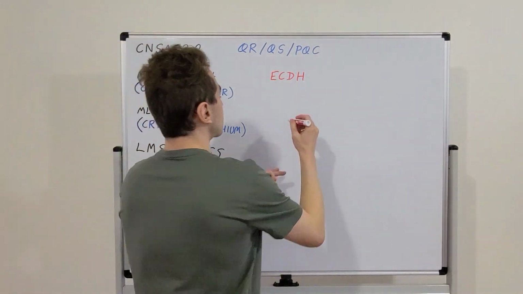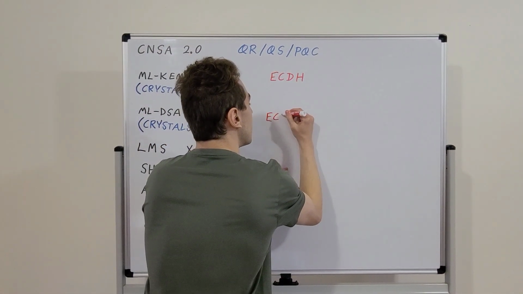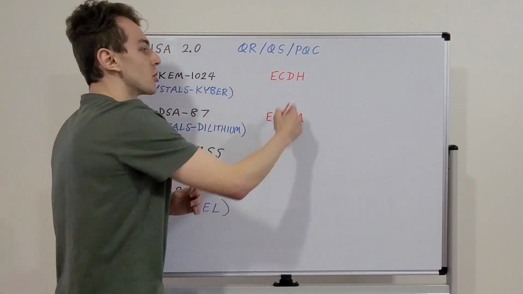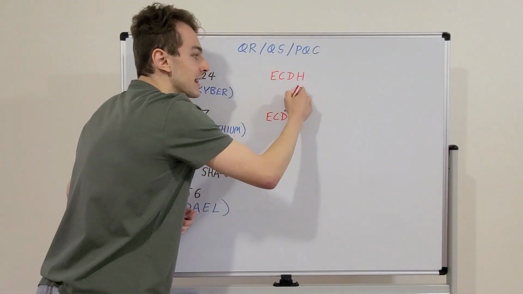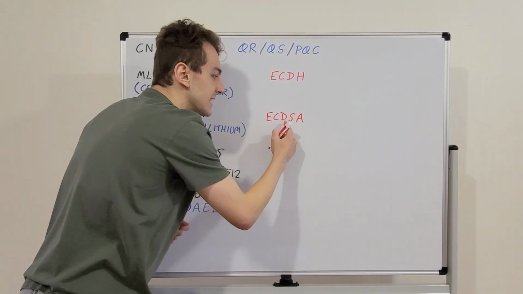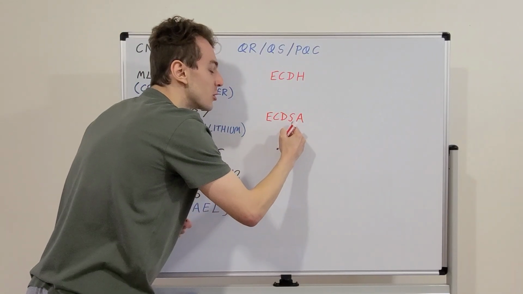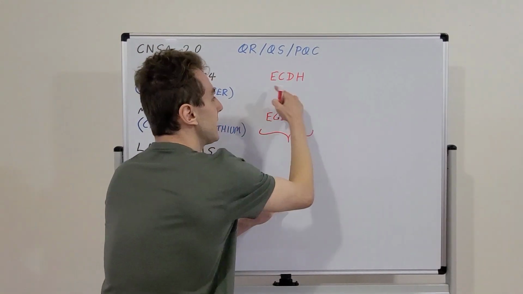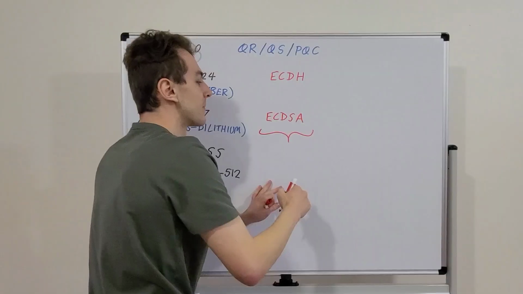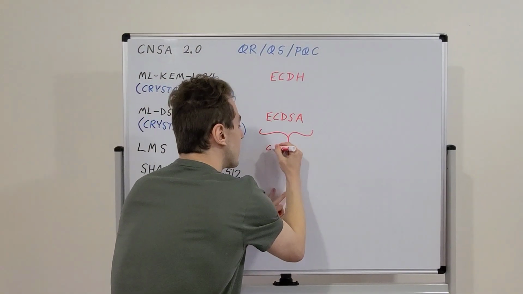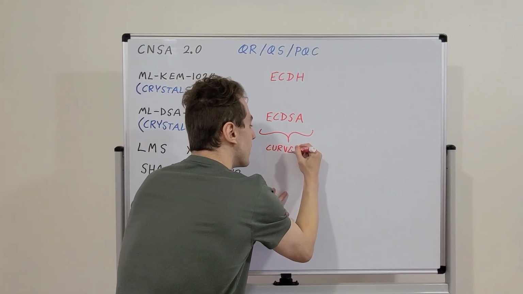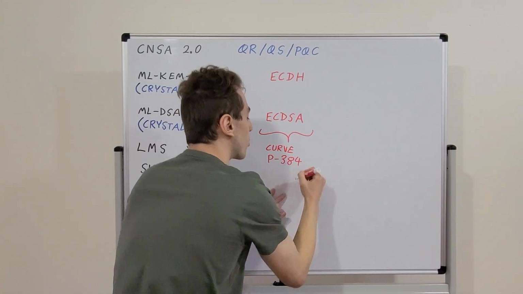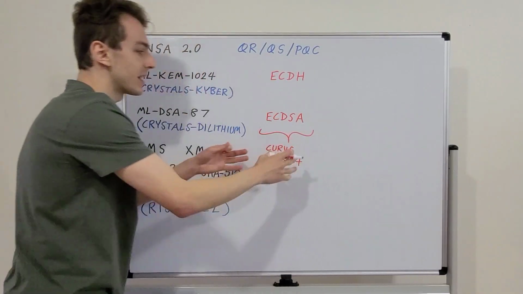And there's also elliptic curve digital signature algorithm. So this is elliptic curve cryptography. ECDH, that is for key establishment, and ECDSA, that is the elliptic curve digital signature algorithm. And both of these algorithms, ECDH and ECDSA, they were intended to be used with the curve P384. So this is like specifying the parameter set.